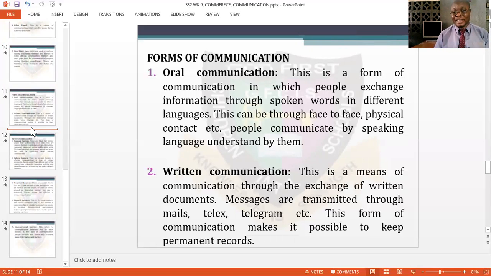Or they use an official language. In our Nigeria, our official language is English language. So that is oral communication. As I'm teaching you, my students, what I'm doing now is oral communication. Then the written communication is a means of communication through the exchange of written documents. Yes, writing a document or writing something inside the paper. That is written documentation, or message transmission through mails, telegram. This form of communication makes it possible to keep permanent record as well. So, to keep permanent record.